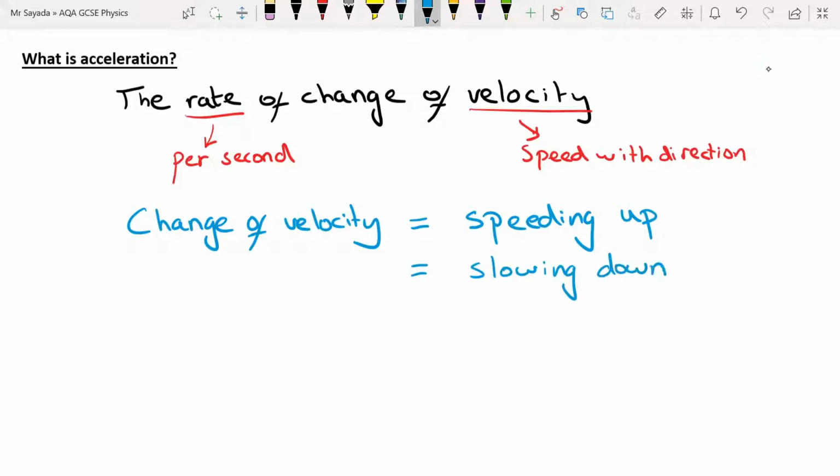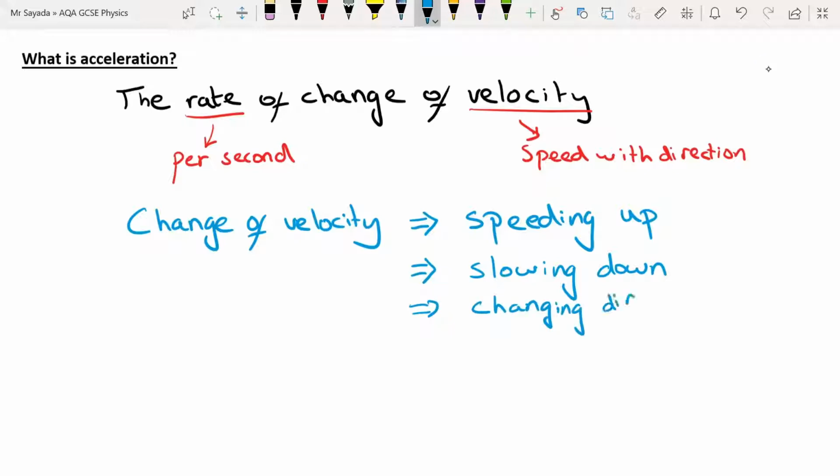I'm not using the equal sign very well here. I'm going to use an arrow instead, because an equal sign is a mathematical thing, and this is not maths, this is just a definition. So change of velocity can mean speeding up or slowing down. But finally, velocity is a vector quantity, which means it has a direction. So if you change your direction, you are changing your velocity. So a change of velocity can also be changing direction.